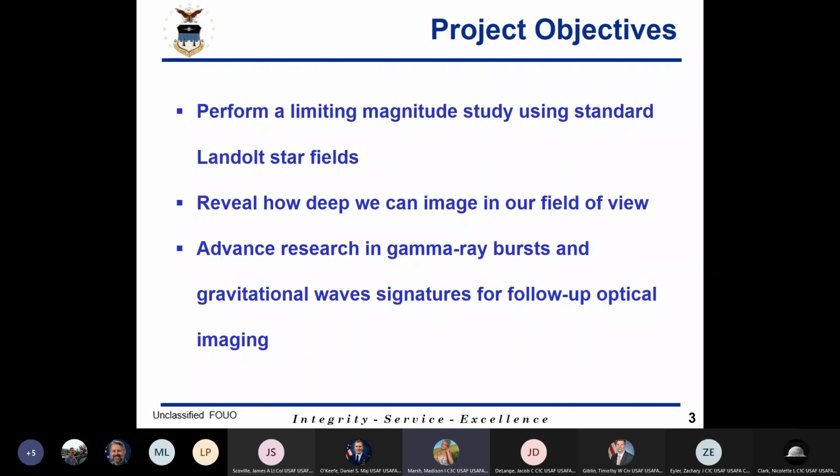For project objectives, we performed a limiting magnitude study using a standard Landolt field that I picked out, which is Rubin 149, and I'll get into that a little bit later. This reveals how deep we can image in our field of view for the Virgin Islands Robotic Telescope, which is trying to say how faint we can actually see. That leads into what we can follow up for gamma ray bursts and gravitational waves. If we know how faint it is, then we can decide which signatures we're going to follow up for optical imaging.